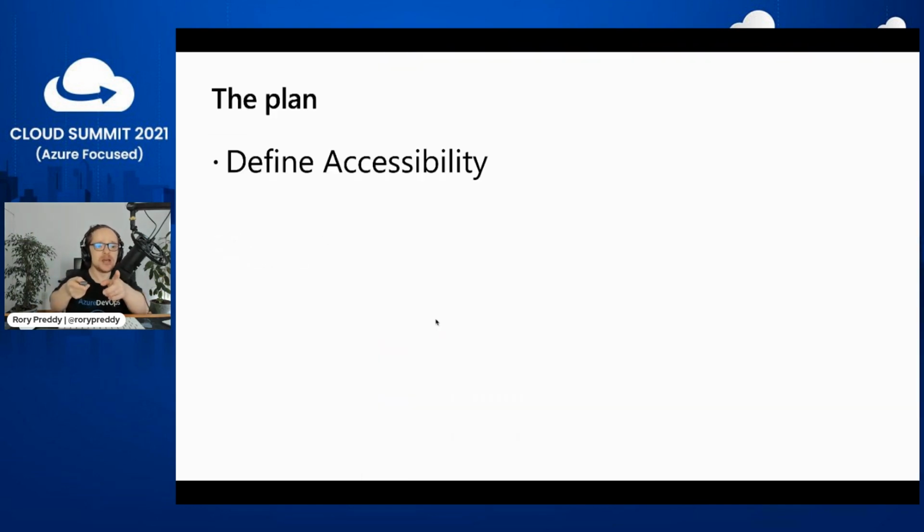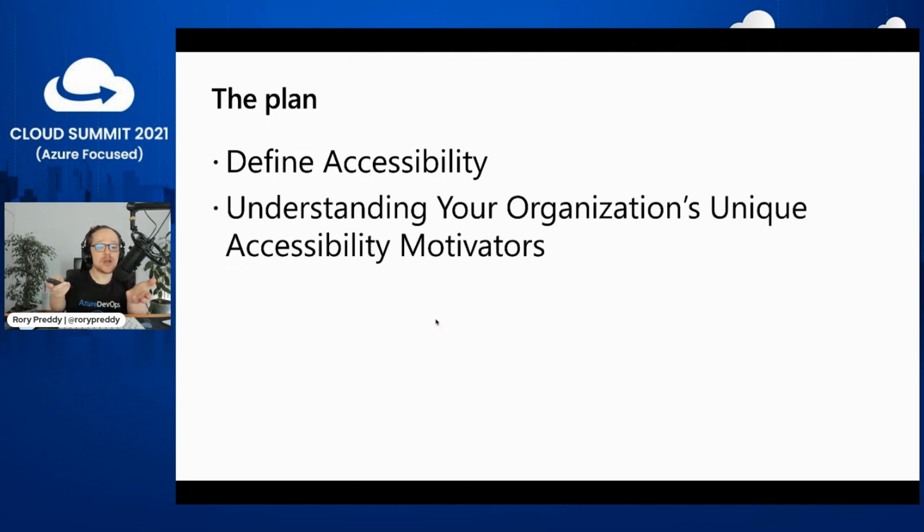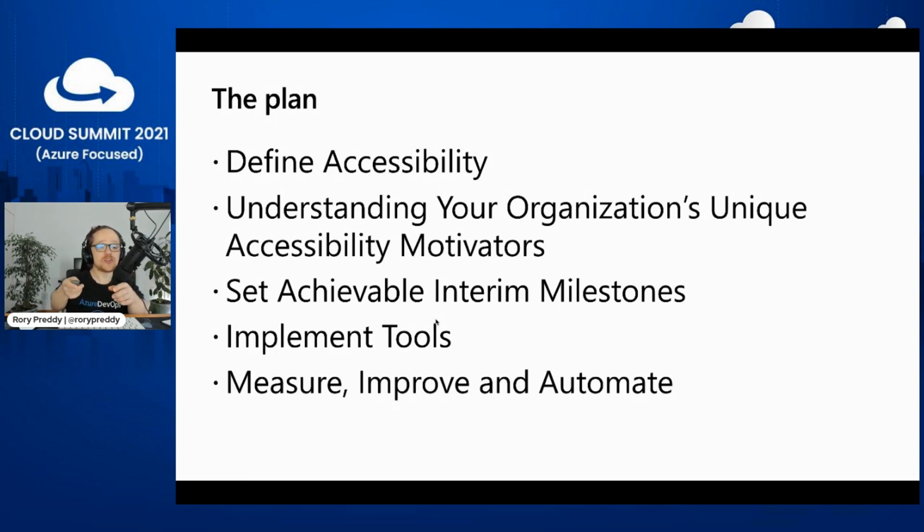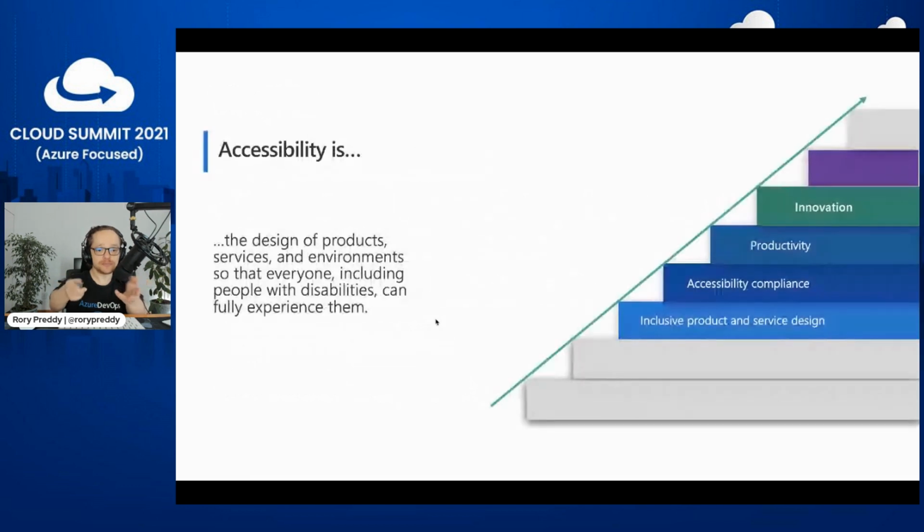So I've got a plan today. We're going to define accessibility, what it is and what it isn't. We're going to understand organizations' unique accessibility motivators and how to plug into them, legislation, and also altruistic motivators. We're going to set interim milestones, and we're going to implement tools. And finally, we're going to show you how to measure, improve, and automate with DevOps.